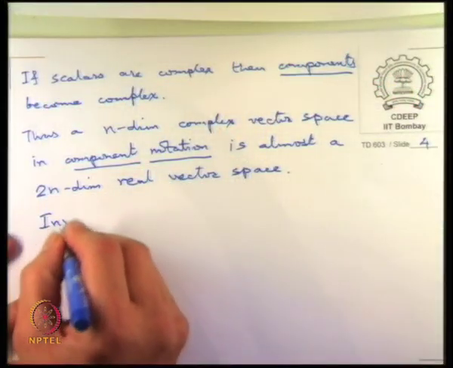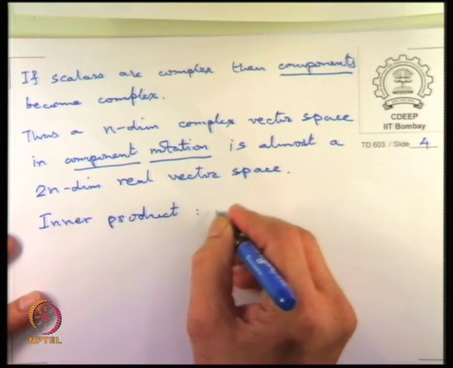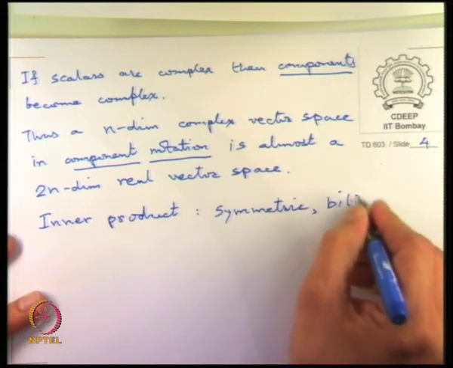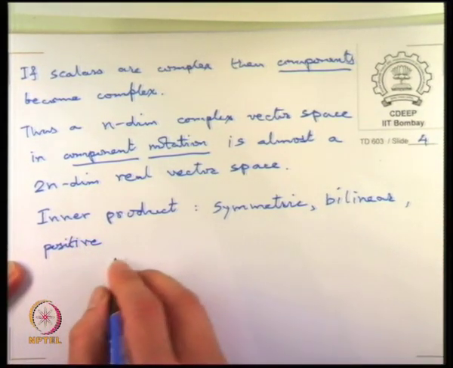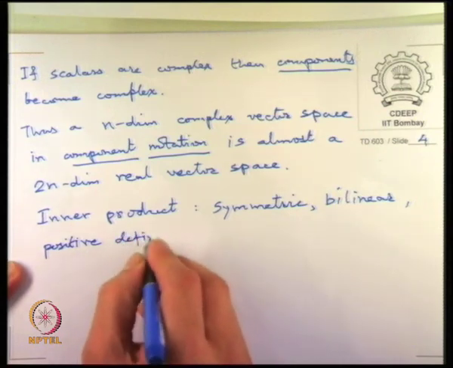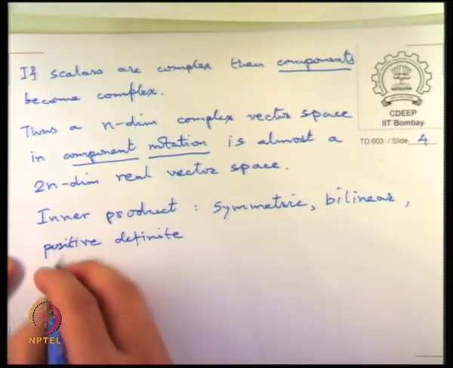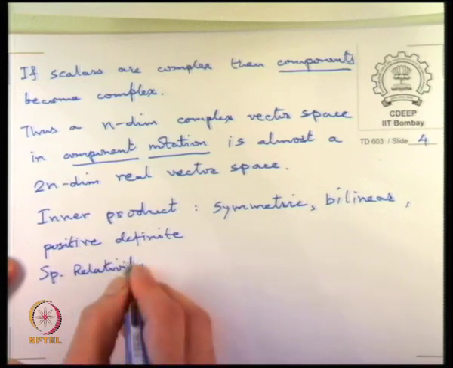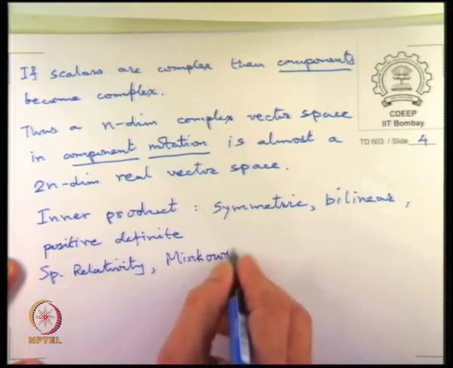Now we come to our inner product idea, and we discussed it already last time. It has those three properties of symmetric, bilinear and positive definite. And we have to add the rider, that when we come to special relativity, the Minkowski metric does not have the third property.